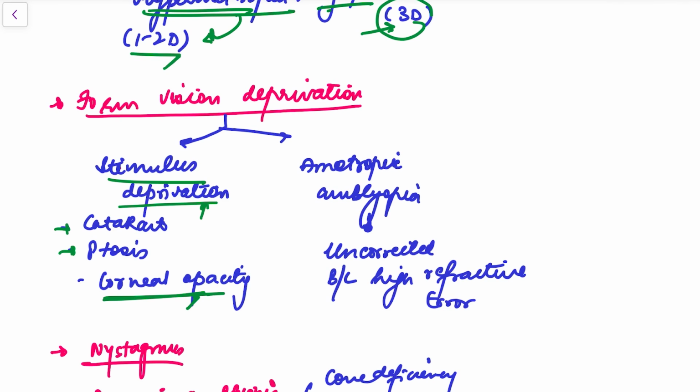Now the second one is ametropic amblyopia, that is if uncorrected refractive error is present in both the eyes. For example, if both the eyes are having a refractive error of say -6 diopters or -7 diopters, that is a very high refractive error. So if we do not correct that refractive error on time, or this high refractive error is present in the developing age, the patient will try to focus, but since the refractive error is very high, the image will not be properly formed on the brain. So even after correcting the refractive error, say after 6 months or after 1 year, the brain will not perceive that image properly, and hence the eye will become amblyopic.